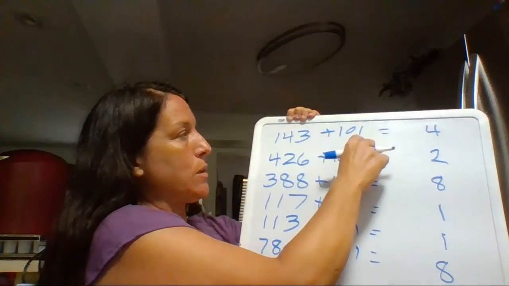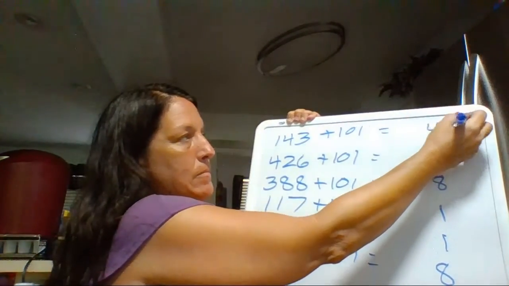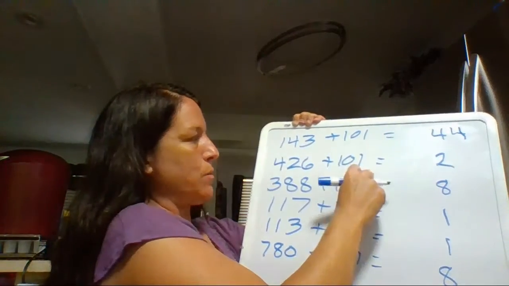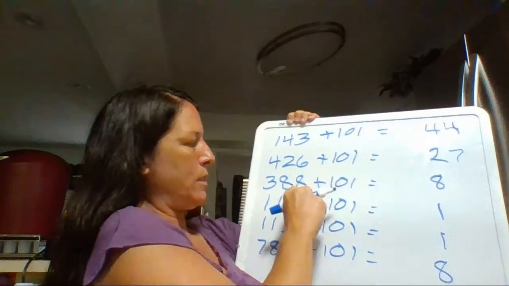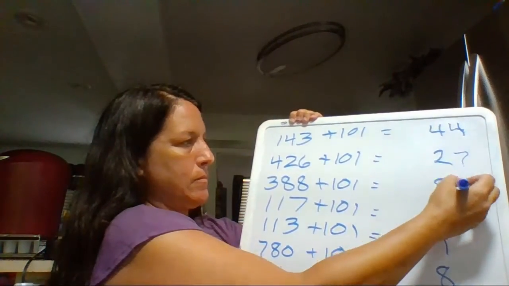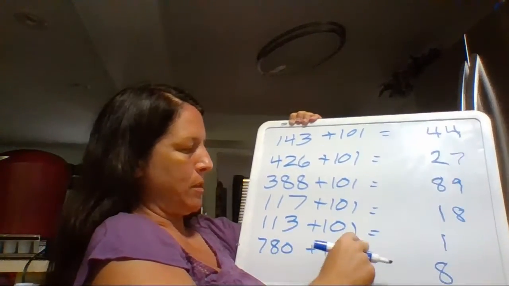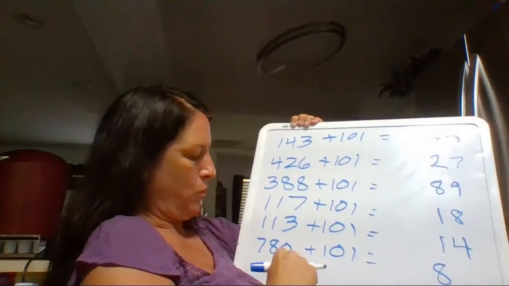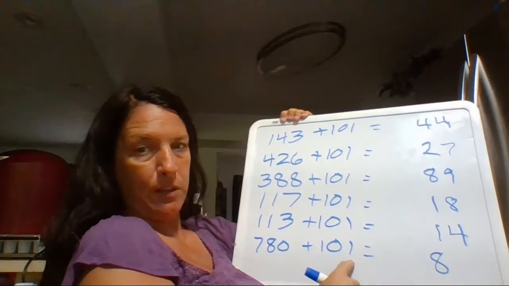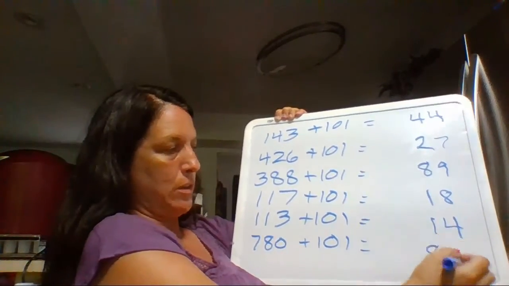Now let's do the ones place. What is 3 plus 1? What is 6 plus 1? What is 8 plus 1? What is 7 plus 1? What is 3 plus 1? What is 0 plus 1? If you have 0 and I give you 1 cookie, you have 1 cookie.